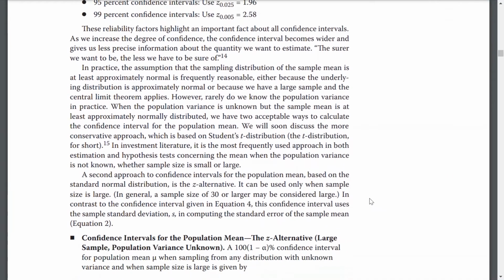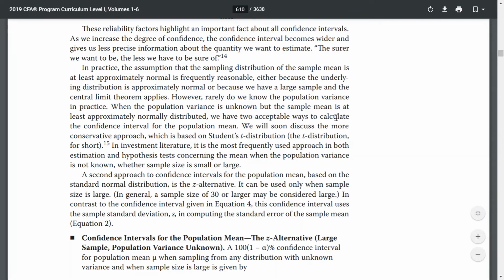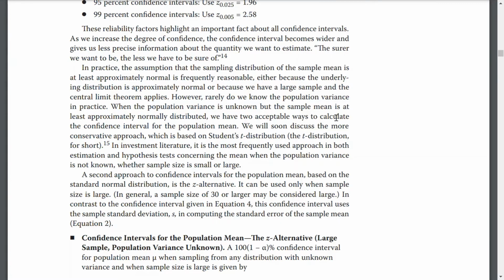95% confidence interval uses z 0.25 equals 1.95. 99% confidence interval uses this. These reliability factors highlight an important fact about all confidence intervals. As we increase the degree of confidence, the confidence interval becomes wider and gives us less precise information about the quality we want to estimate. The surer we want to be, the less we have to be sure of.